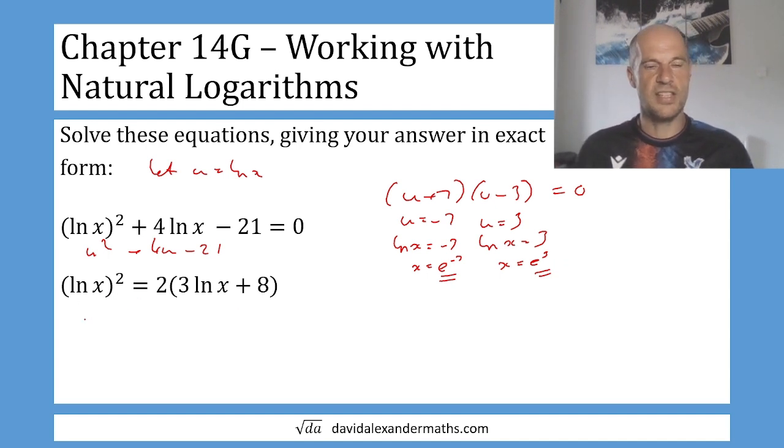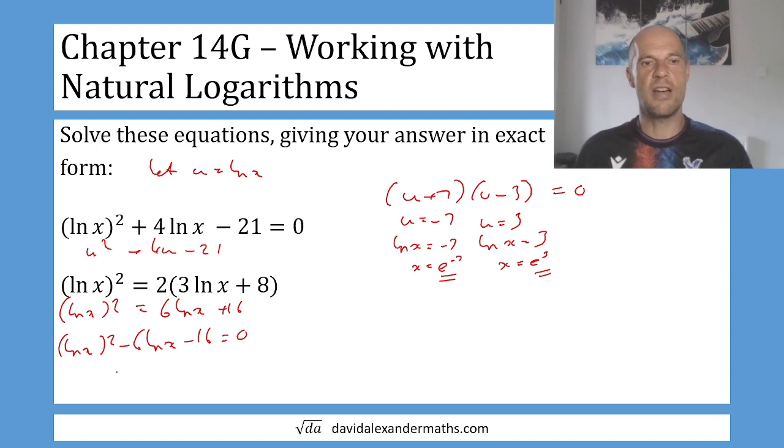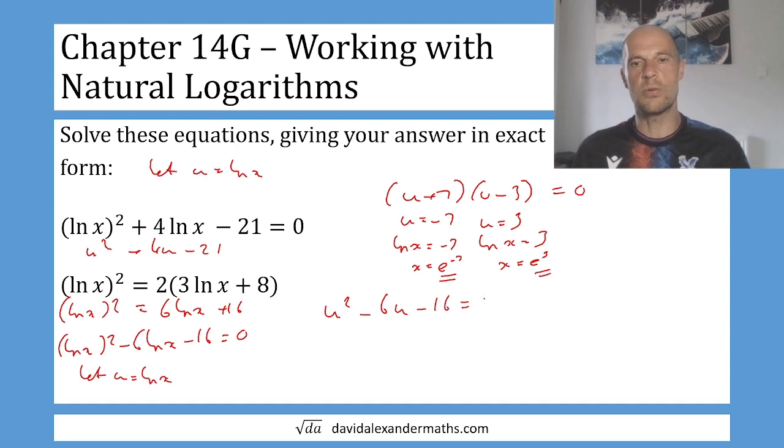Okay, so with this next example, I'm going to expand the brackets. So that is going to be 6 ln x plus 16. Subtract it from both sides. So the ln of x all squared, take away 6 ln x, take away 16 equals 0. And again, let's go for let u equal ln x. So therefore, I'm going to have u squared minus 6u take away 16 equals 0. So that'll be u take 8, u plus 2 equals 0. So u equals 8 and u equals -2.